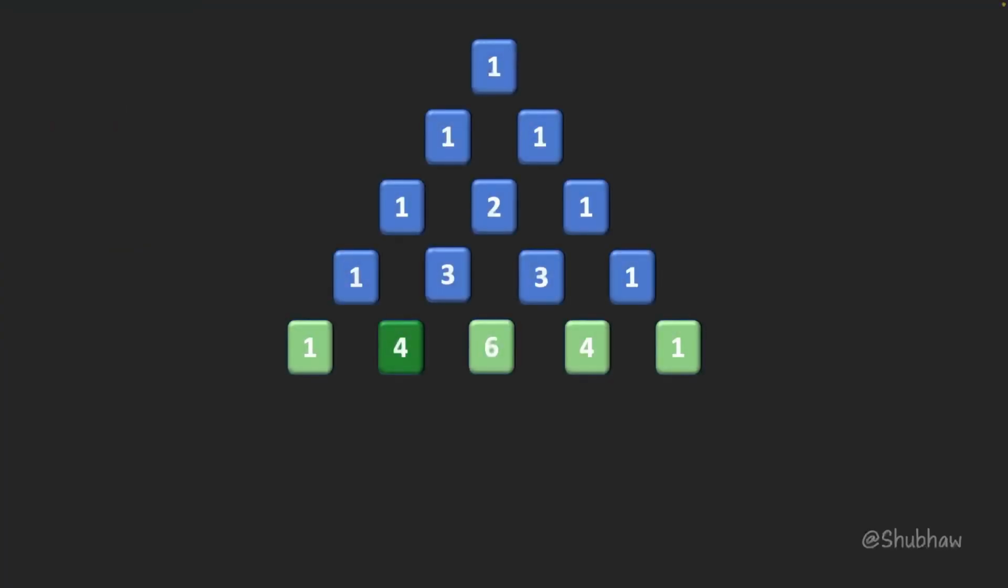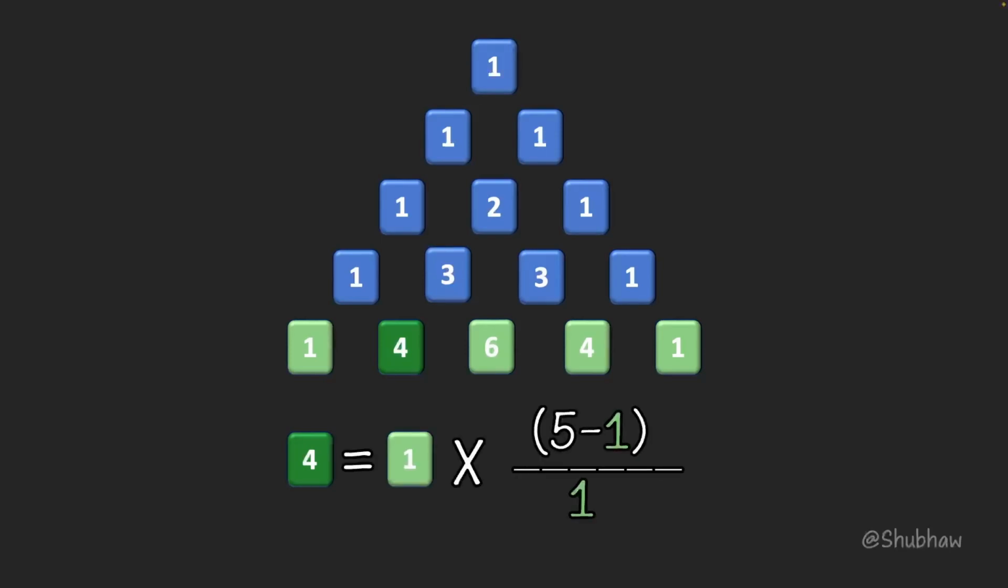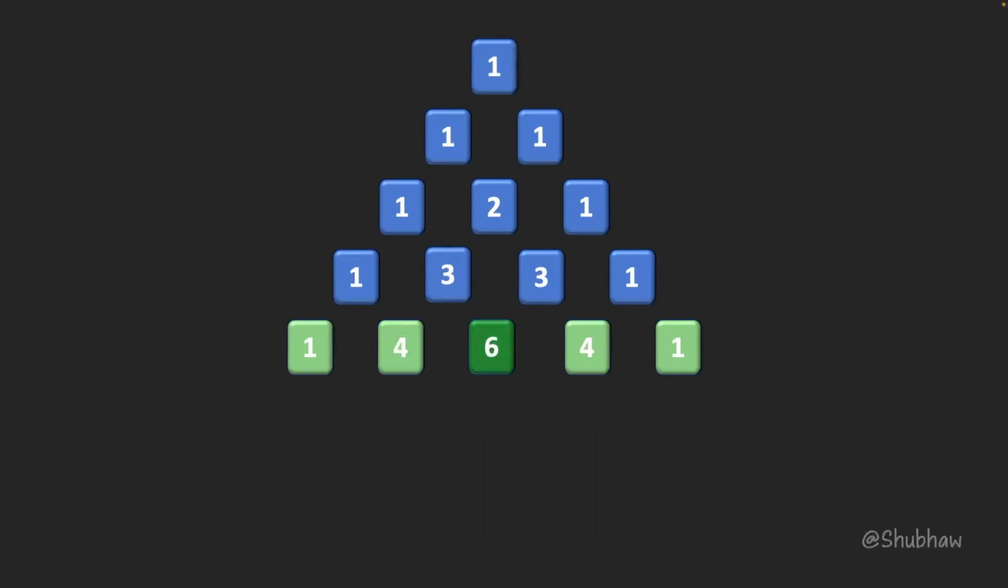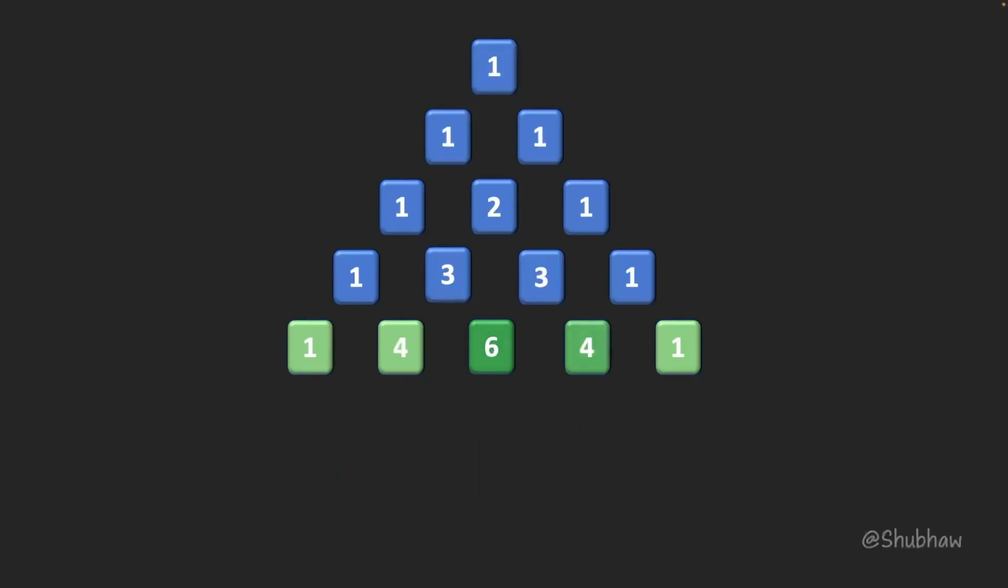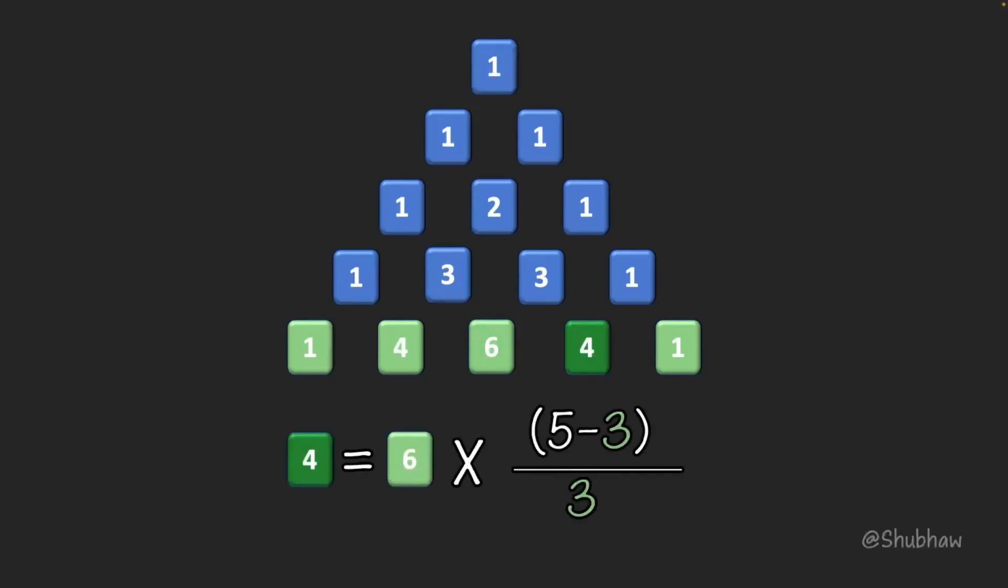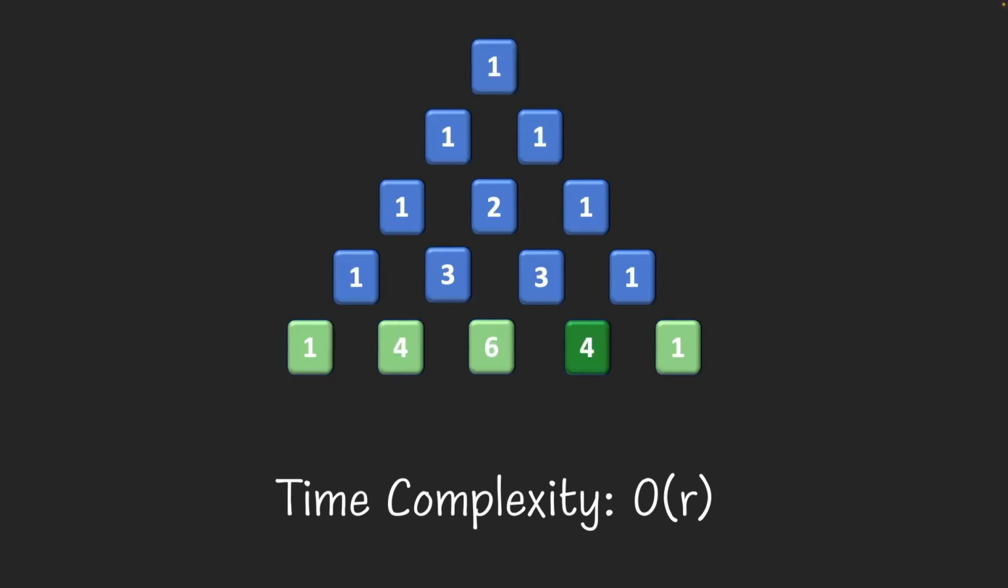Every time we move to the next column, we multiply by r minus that column number and then divide by that column number. So for column 1, the 0th column value is multiplied by r minus 1 and divided by 1, because the column value is 1 here. For column 2, the first column value is multiplied by r minus 2 and divided by 2. And similarly for column 3, the second column value is multiplied by r minus 3 and divided by 3. So that's how we can do it in O(n), because for every next calculation we are multiplying by r minus that column number and dividing by that column number.